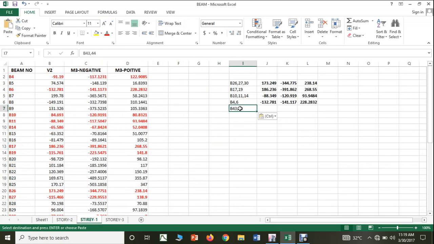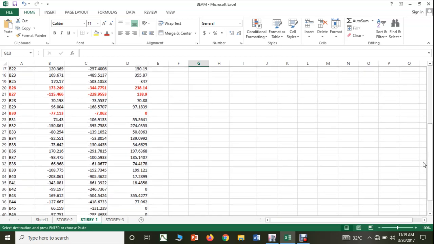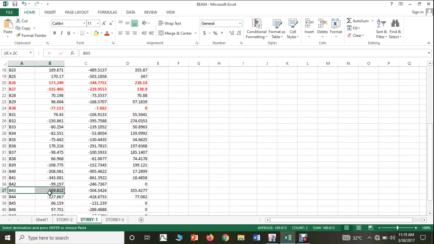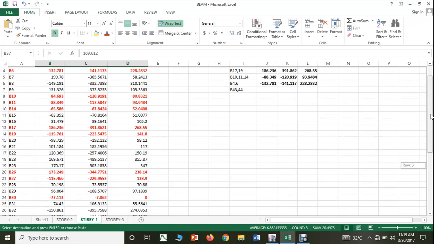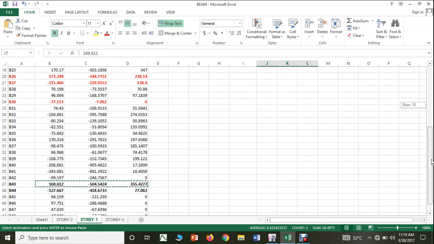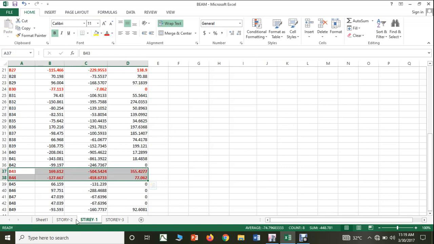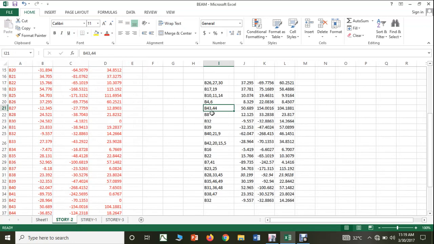The next will be beam 43 and 44. You can have beam 43 and 44 down. Out of these two, definitely this is highest, so therefore I'll be choosing this, beam 43 and 44, and I'll make these two one group.